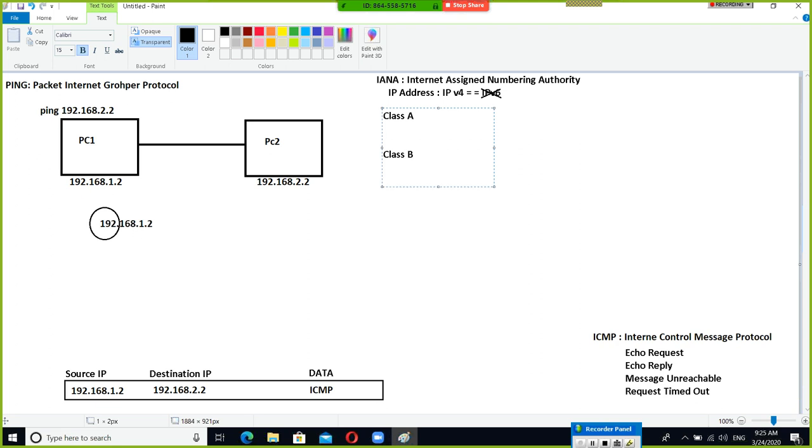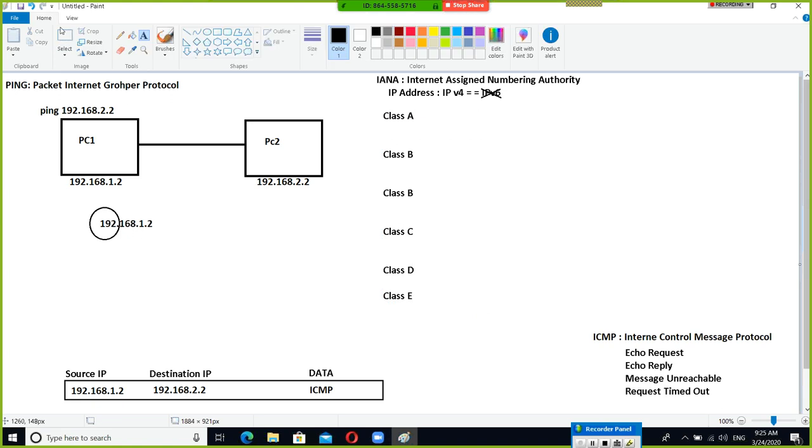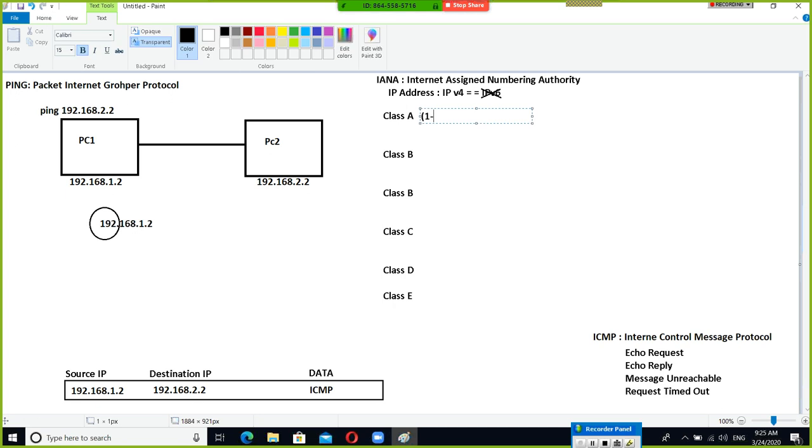Class A, class B, class C, class D, and class E. These are the various classes we have in the IP version 4 world. Each class has a specific range. For example, class A says if any IP address has a first octet between 1 and 126, there is a condition there, he belongs to class A.